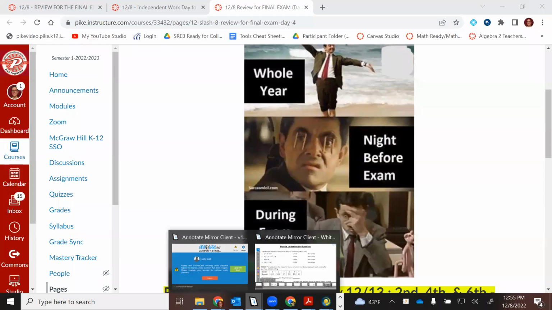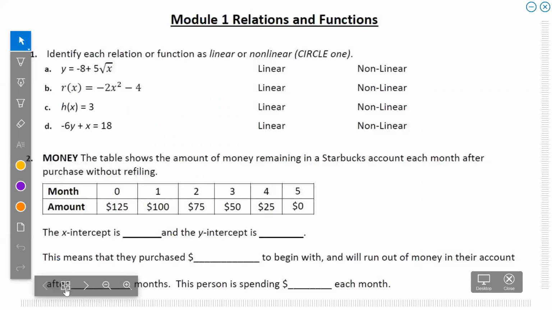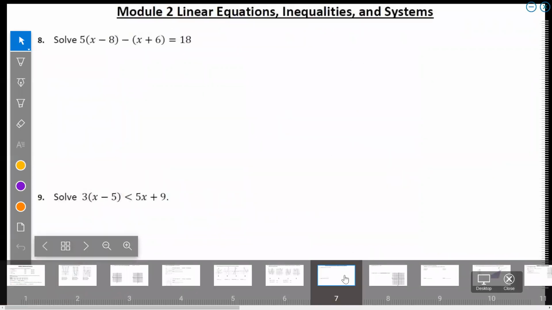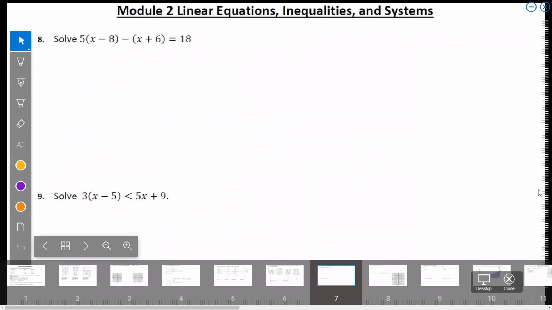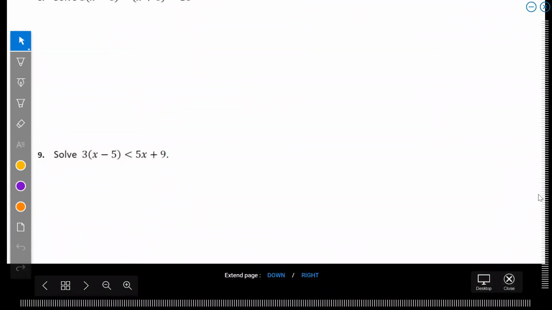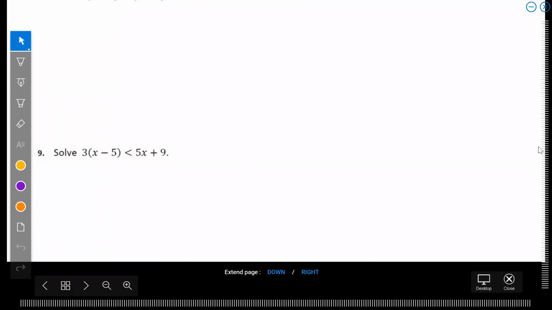All right, guys, we're going to start with problem number 9, which is in module number 2. Should be at the top of page 4. All right. So top of page 4. First thing that I would do to solve this problem would be to distribute the 3 to each piece.